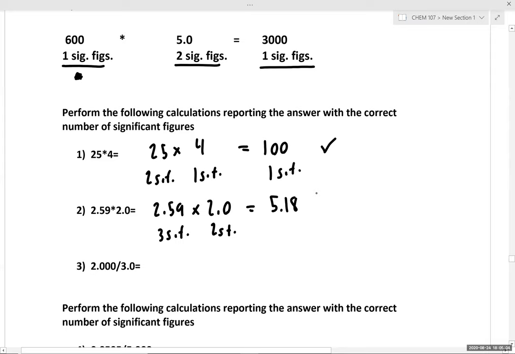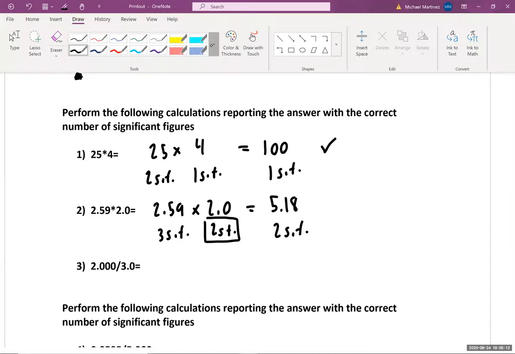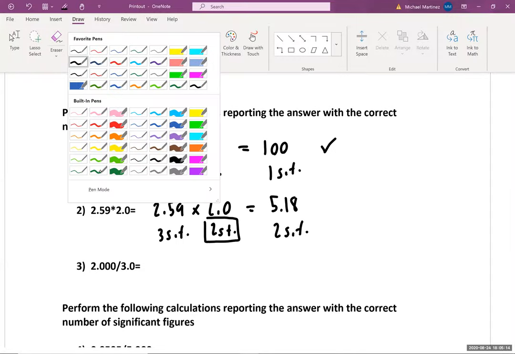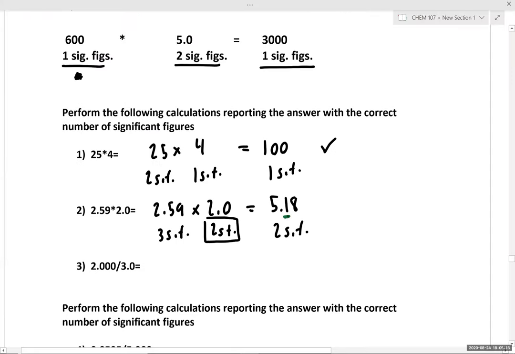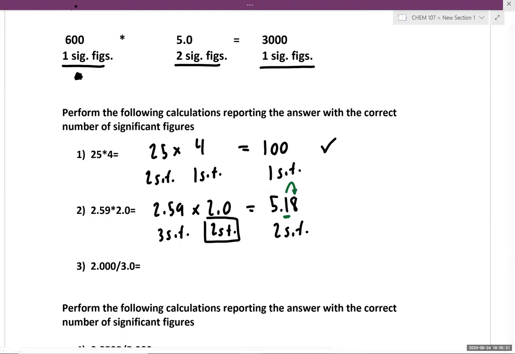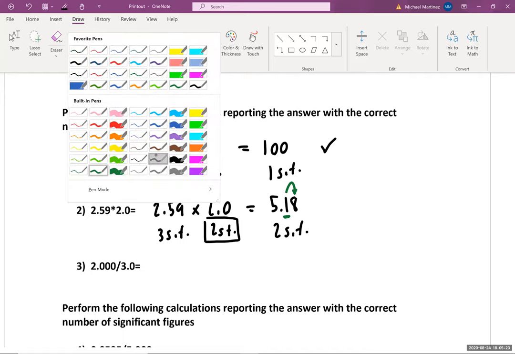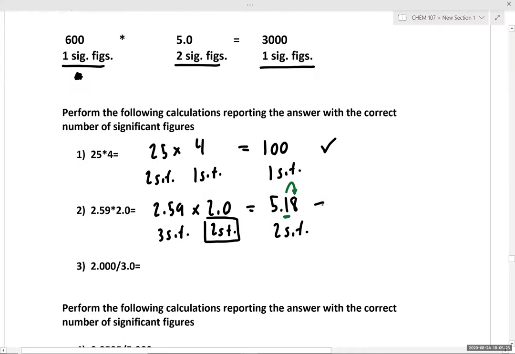How many significant figures? The least number of significant figures is 2. So we need to take this number and round it to 2 sig figs. I highlight my second significant digit and then I look one space to the right. As I can clearly see, 8 is greater than 5, so I round up and I get 5.2 as my final answer.